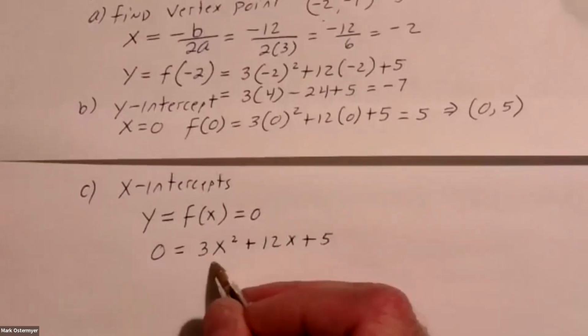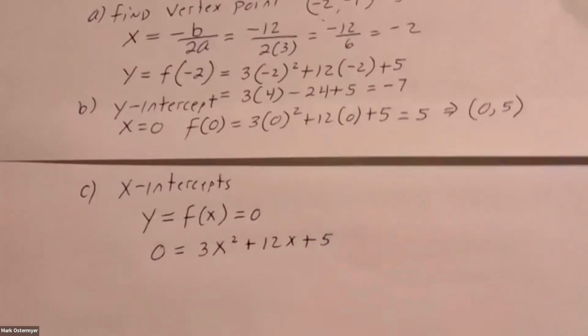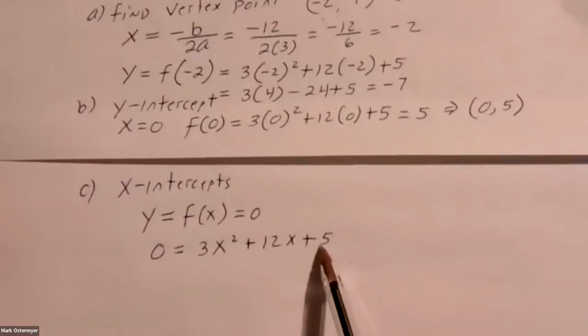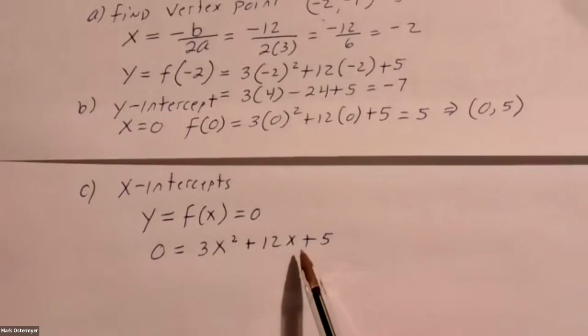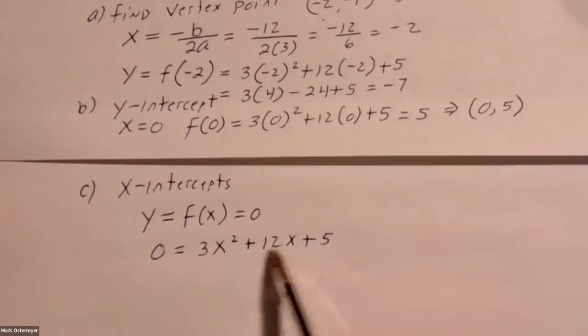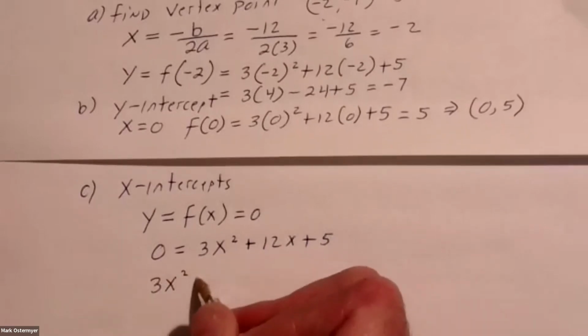The quickest way to solve a quadratic equation is usually the factoring method, if it works. Sometimes the factoring method does not work, in which case you may have to use completing the square or the quadratic formula. 3 times 5 is 15, but I don't think there are factors of 15 that sum up to 12. So I don't think we have any choice, but we're going to have to use the quadratic formula here.